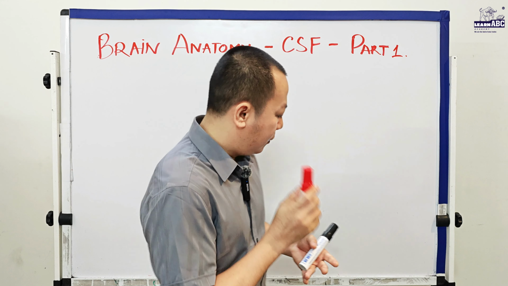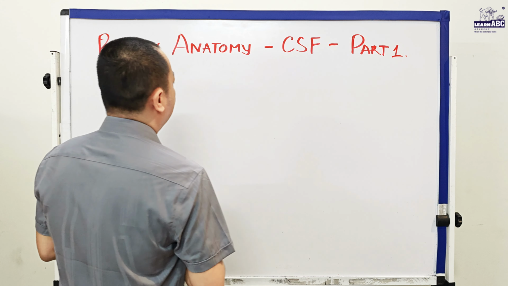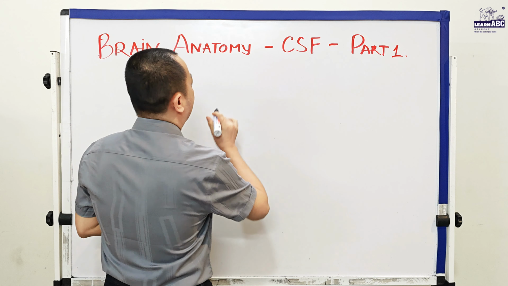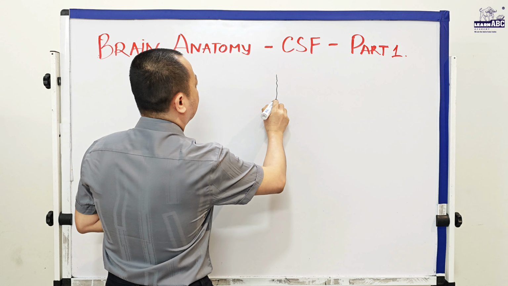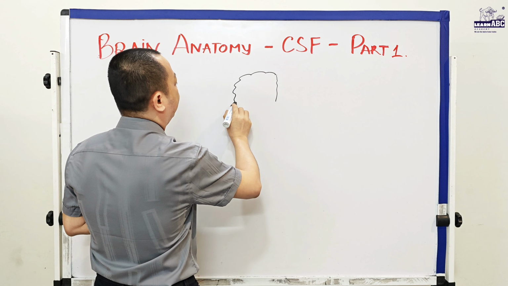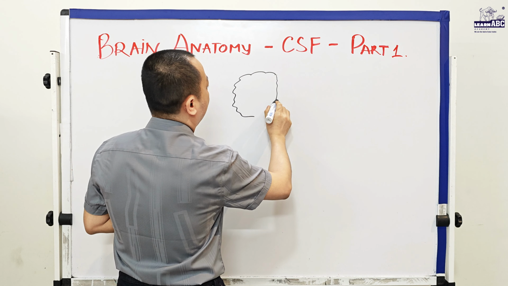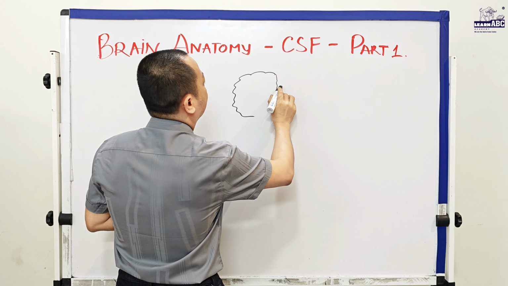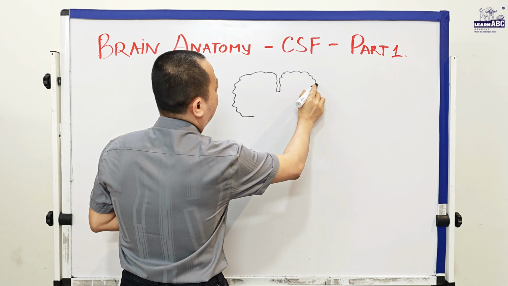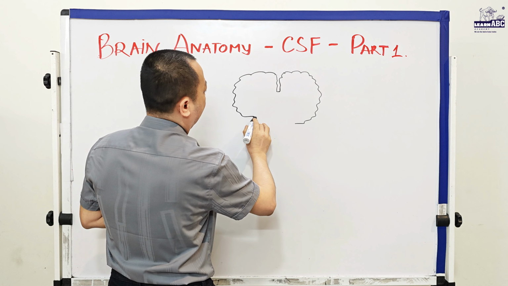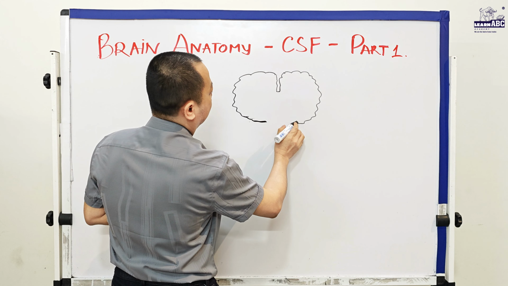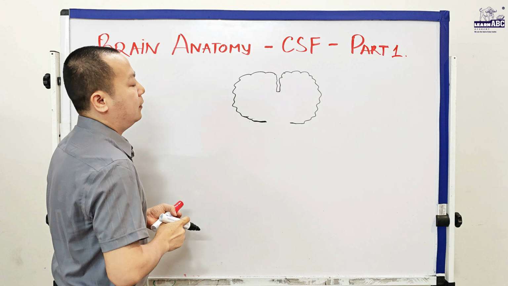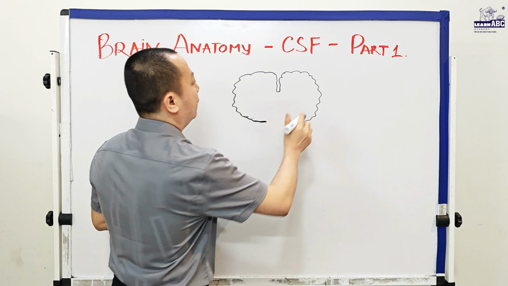So let's draw a simple diagram of the central nervous system. The central nervous system has the brain and spinal cord. For example, this is your central nervous system here. This is the cerebral hemisphere.